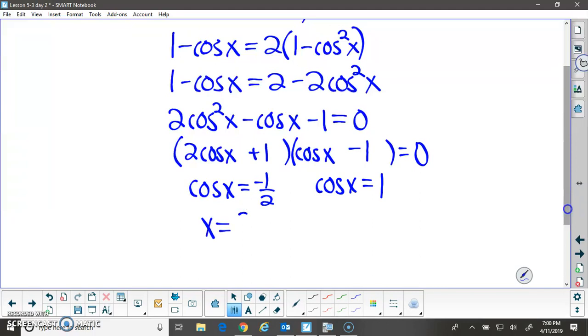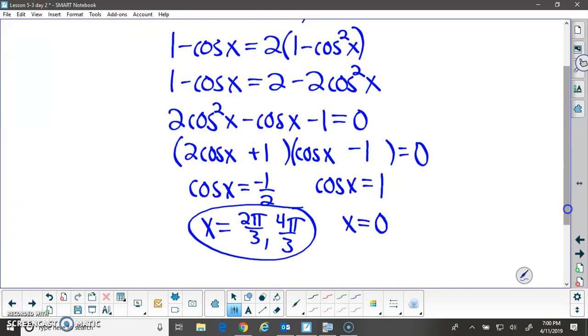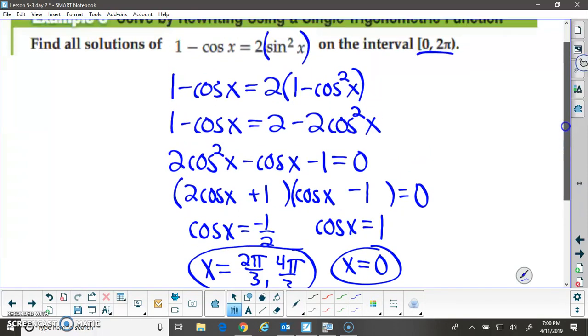Cosine equals negative 1/2 at 2/3 pi, as well as 4/3 pi. So 2 real solutions to that part of the problem. Cosine equals 1 at 0. So it looks like we have 3 solutions to this problem.